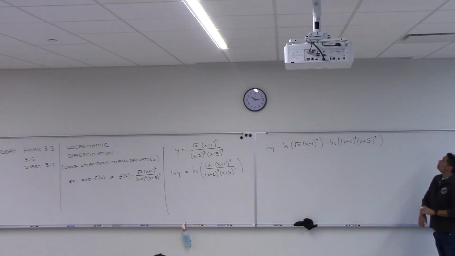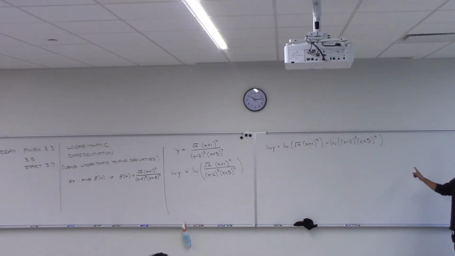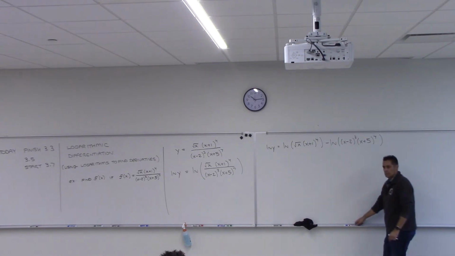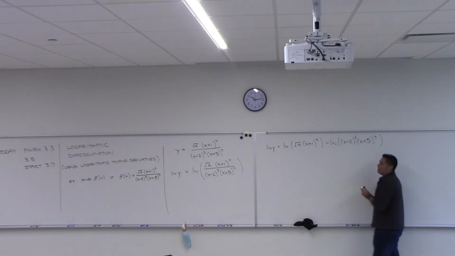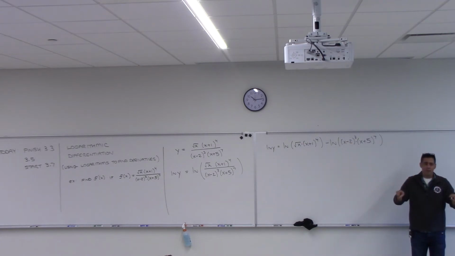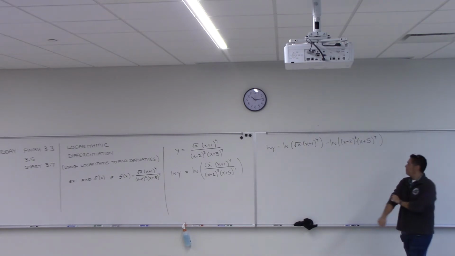Is that fair? Yeah? Now what? Everywhere I see multiplication, I can now use the property of logs to split those into two logs with addition between them.